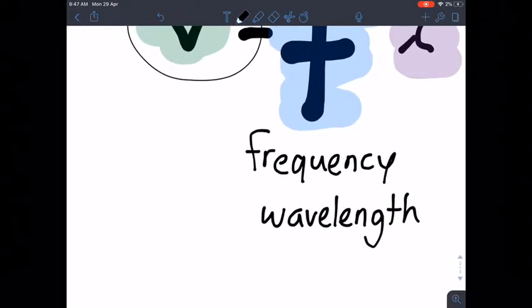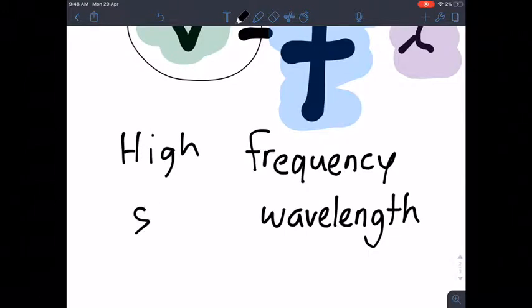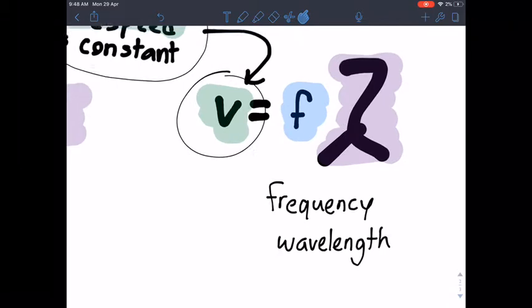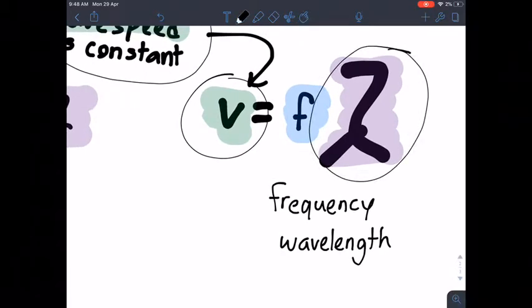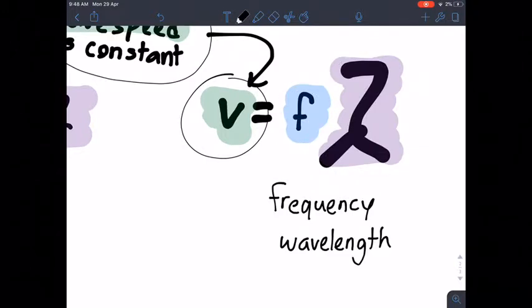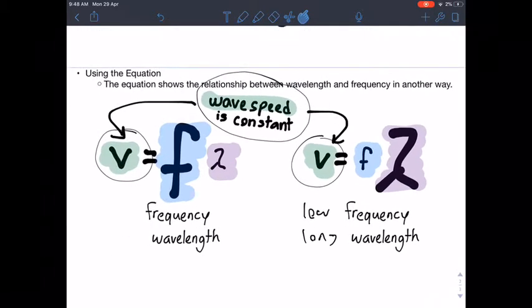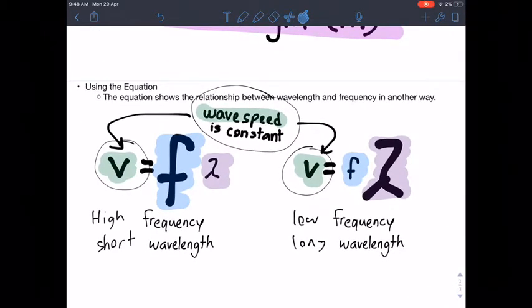And so a high frequency gives a short wavelength. On the other hand, if we plug in a large value for lambda, then we have to get a small value for frequency in order for the wave speed to still be the same. And so a low frequency is going to create a long wavelength. Again, we're getting this inverse relationship from the equation.